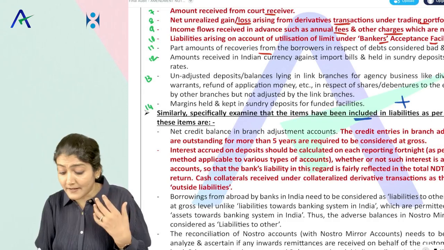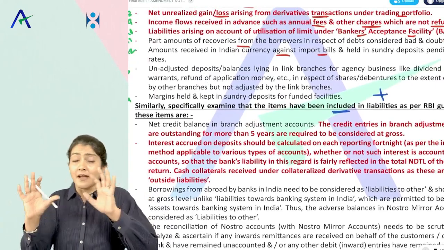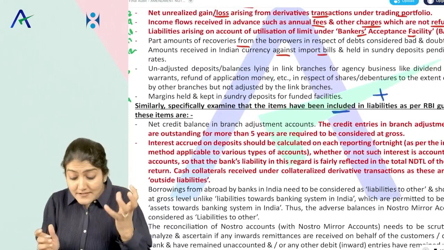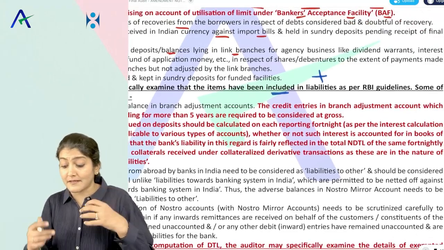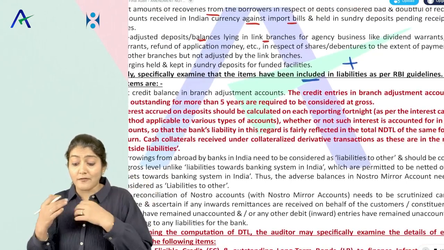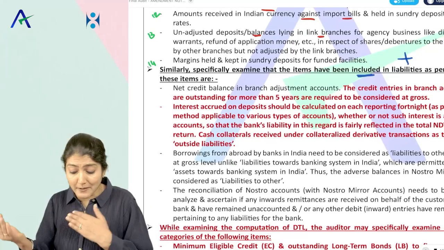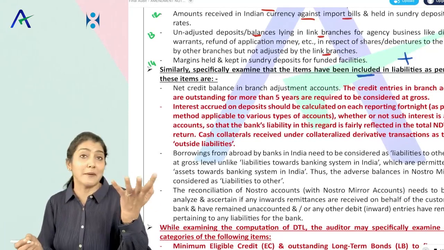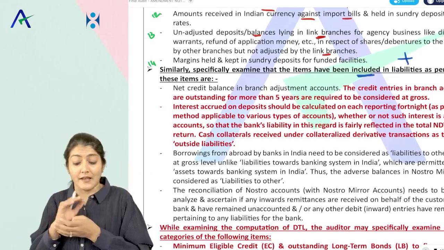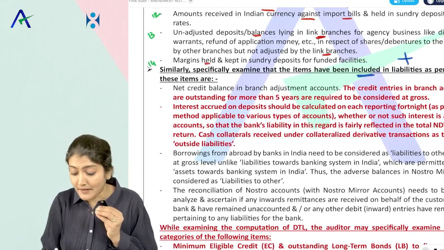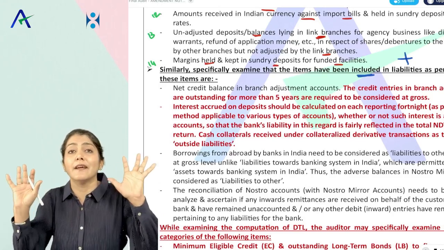Amount received in Indian currency against import bill and held in sundry deposits pending receipt of the final rate: again, excluded. Unadjusted deposits, balances lying in the link branches for agency business like dividend warrants, interest warrants, refund of application money, etc. in respect of shares and debentures, to the extent the payments made by other branches but not adjusted by the link branches. So deposits lying in the link branches, again, are not to be included in the liability. Margins held and kept in sundry deposits for funded facility. Again, it's a margin, so it's not to be included in the liability.